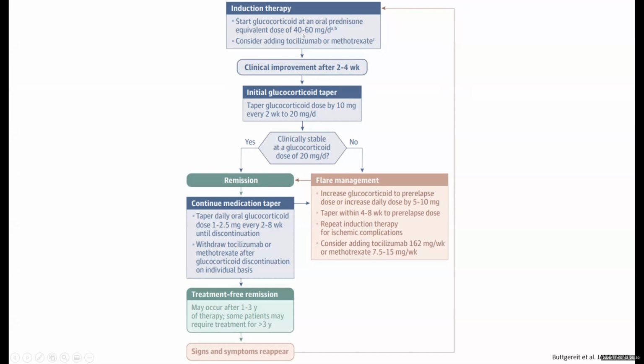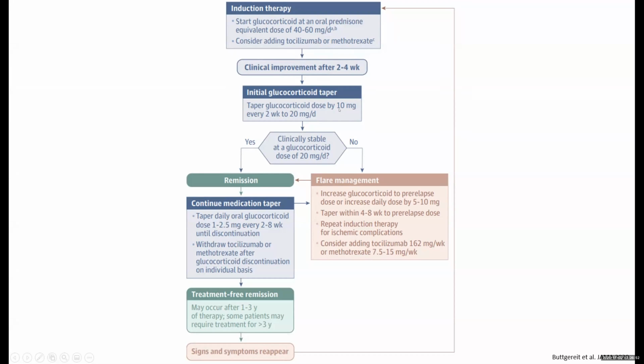So if this is GCA versus PMR, we're going to start our patients on very high dose, 1 mg per kg, which will end up being about 40 to 60 milligrams of steroids. Or if it's PMR and they've been out for a long time, maybe you'll use your tocilizumab. And you'll look for at least some improvement within 2 to 4 weeks, knowing that long-term complete cessation or resolution of symptoms is not going to happen for multiple years. But once they get that improvement, that's when you can start decreasing the steroids.